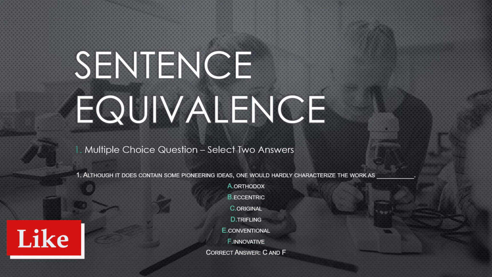The main motive of this type of question is to find the words that will not change the meaning of the sentence after they have been put in the blank space. Here, if we put original and innovative in the blank space, the meaning of the sentence does not change, while if we try to put other words like orthodox or eccentric in the same place, the meaning would change. So we need to find two words which will not change the meaning of the sentence.